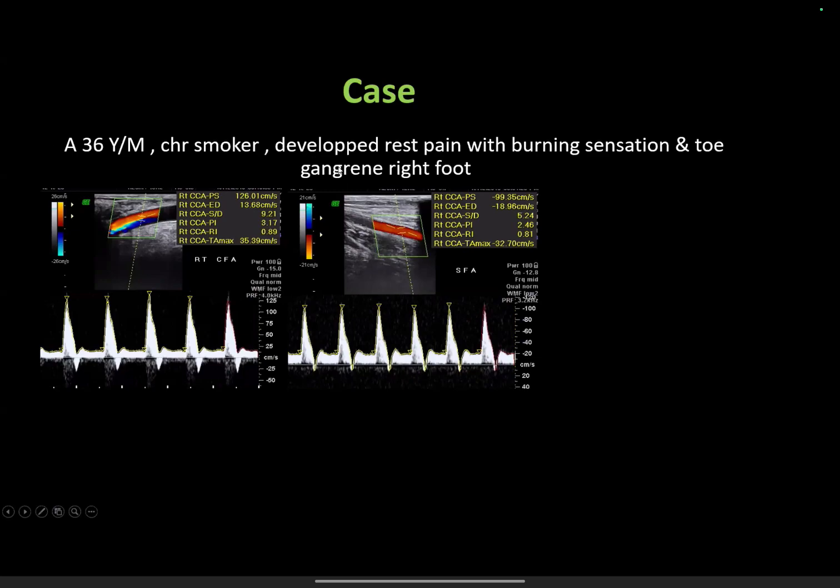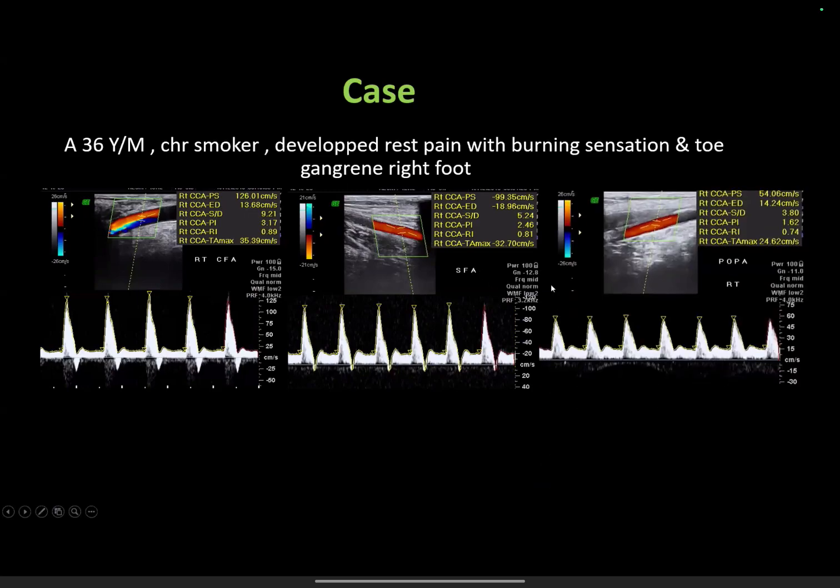A 36-year-old male, chronic smoker, developed rest pain and burning sensation of the toe, gangrenous changes in the right foot. Femoral artery normal multiphasic, superficial femoral artery normal multiphasic, popliteal artery intermediate resistance, that is the low resistance flow, diastolic reversal is lost, suggestive of some downstream vascular bed changes, offering a low resistance bed.